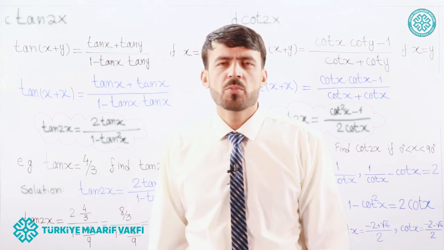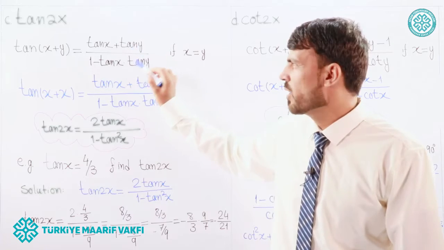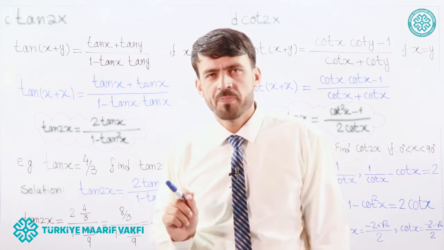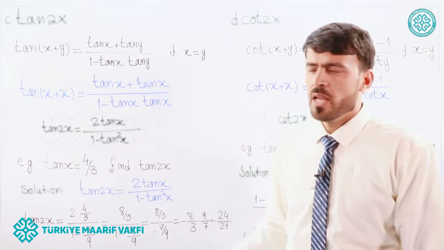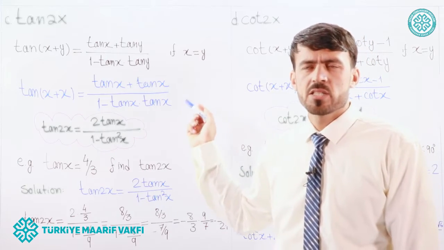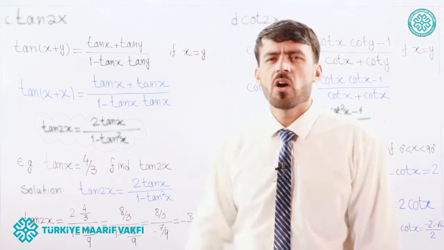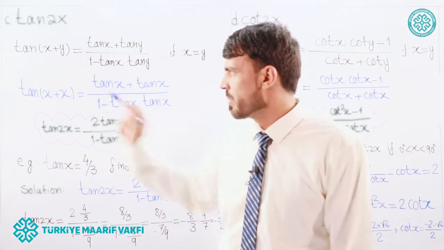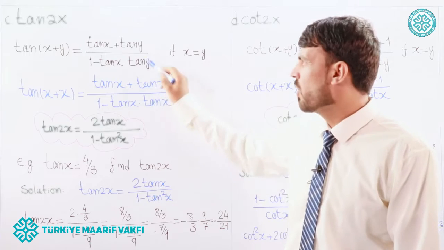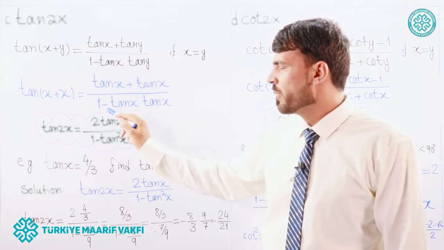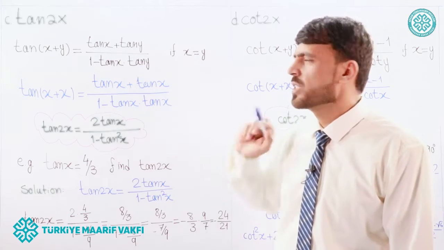As you know, the sum formula for the tangent function is tangent of x plus y equals tangent x plus tangent y over 1 minus tangent x times tangent y. But here we have a special case where x is equal to y. When x is equal to y, we can replace y with x. So we have tangent of x plus x equals tangent x plus tangent x in the numerator, and in the denominator 1 minus tangent x times tangent x.